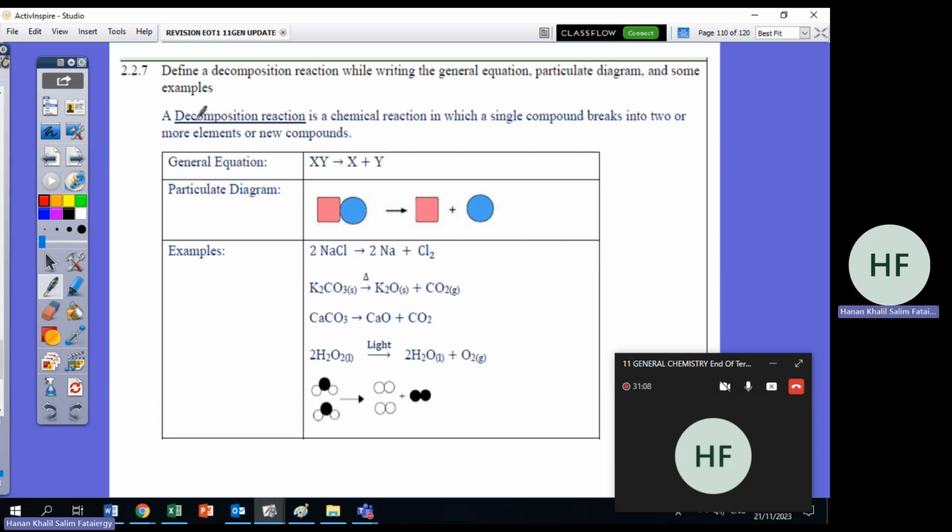S. Now decomposition is taken from the word destroy. How do I destroy this? I cut it into 2 pieces. Decomposition is the opposite of synthesis. Here I have one reactant and many products. So the reactant is 1 and I divide it into 2. I can also divide it into 4, whatever. Notice: 1 reactant, 2 products, 1 reactant, 2 products, 1 reactant, 2 products.